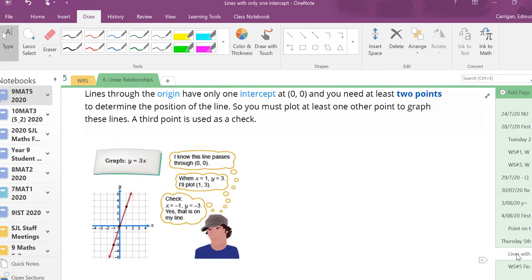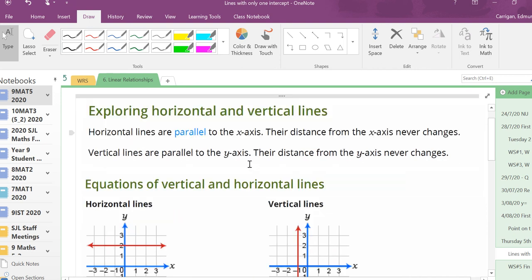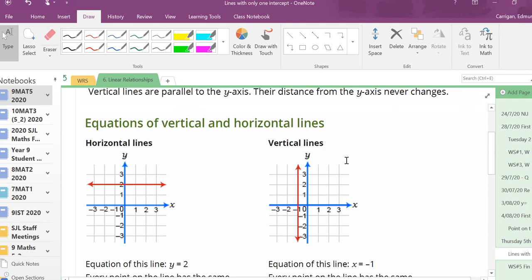Now the other thing we're going to look at today is lines that are parallel to the horizontal and vertical axes. So horizontal lines are parallel to the x-axis. Their distance from the x-axis never changes. Vertical lines are parallel to the y-axis. Their distance from the y-axis never changes. So here's a picture of one here. We can see on this line the x values have many different values, but the y only has one. So this is just y = 2.